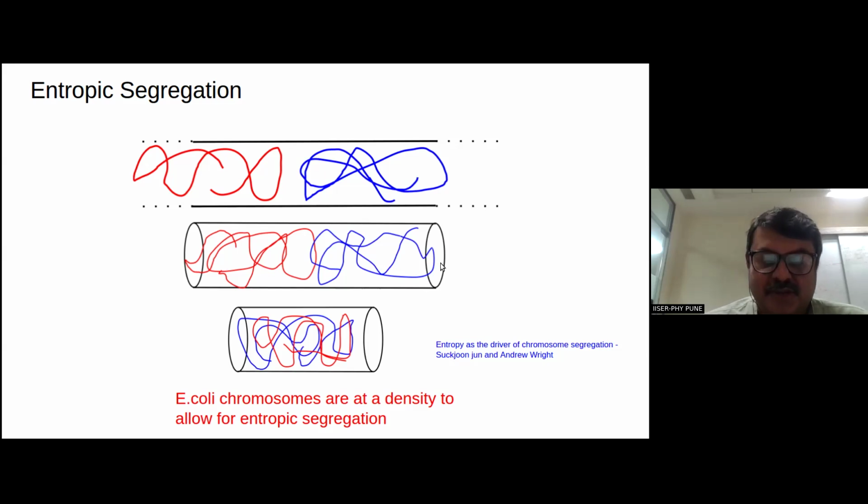However, if the cylinder becomes shorter and shorter, entropic segregation will not work anymore. Or if the cylinder diameter becomes higher, it won't work anymore. In fact, Suckjoon, the person who proposed this idea of entropic segregation, by biochemical means, could actually increase the diameter of the bacteria, giving some chemical. But the rest of the cell was working fine. And there he saw explicitly, in a series of 2012, 2013 papers, that in the higher diameter bacteria, chromosomes don't segregate as well.